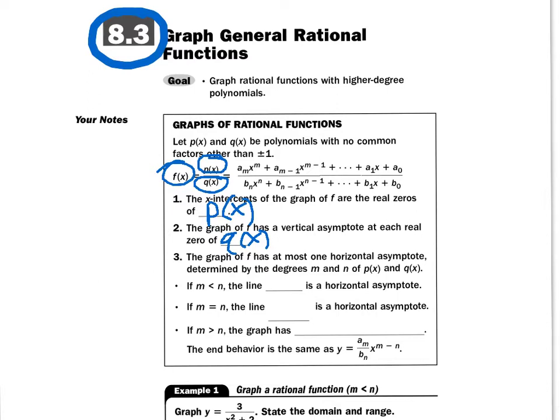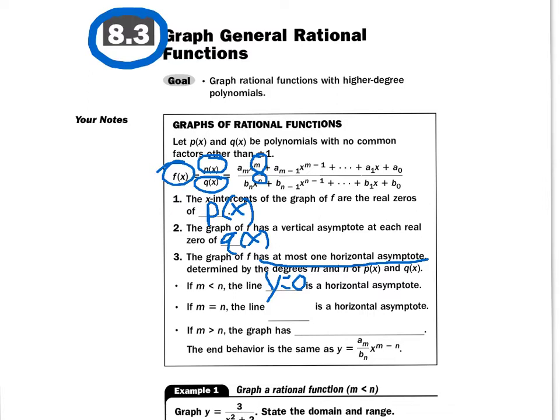As far as the horizontal asymptotes go, there's a couple of things. If you look at your m and your n, those are important things. Those are the degrees of each polynomial, the top one and the bottom one. If m is less than n, then your horizontal asymptote is going to be y equals 0. Now you're going to have at most one horizontal asymptote. At most one horizontal asymptote.